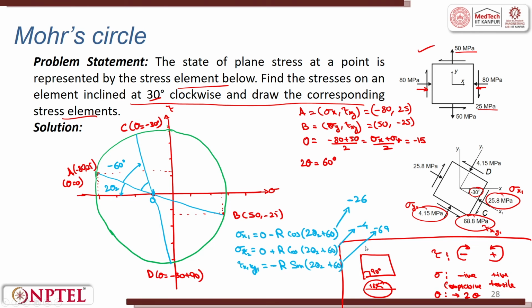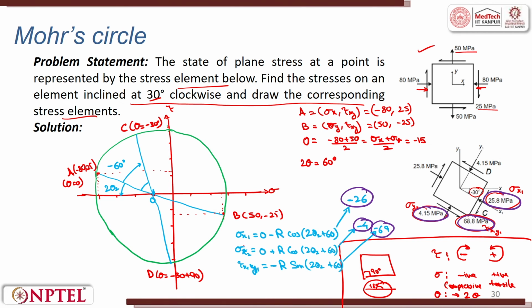Now you can see how close these values are. Just look at these, minus 26 and 25.8 megapascal, minus 4 and 4.15, and then you see minus 69 and 68.8 megapascal. This is without using any equations. Mohr circles give us, using the plot itself, the values of the corresponding stresses, and we have calculated those here. Only certain rules which are there for the Mohr circle, we have used them.